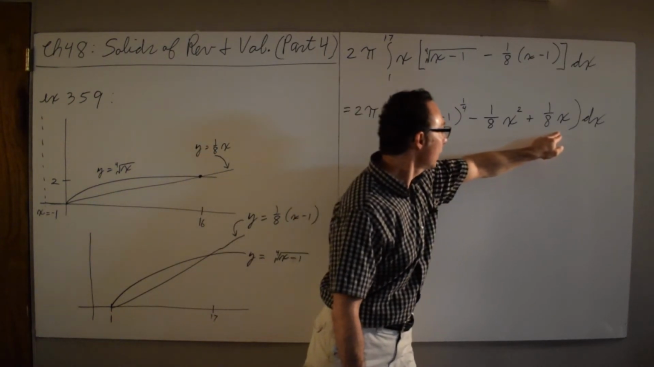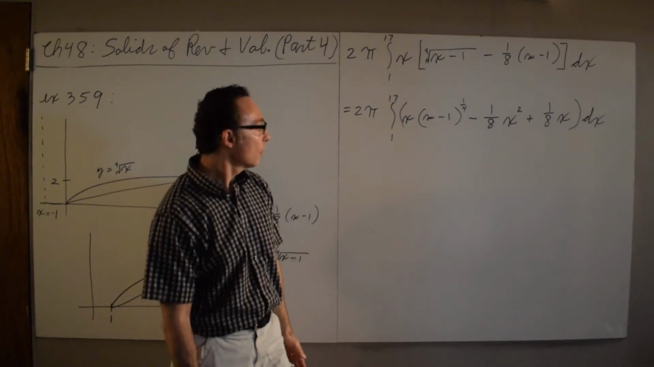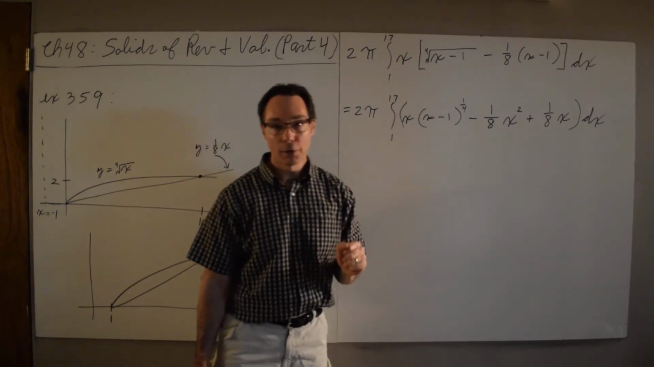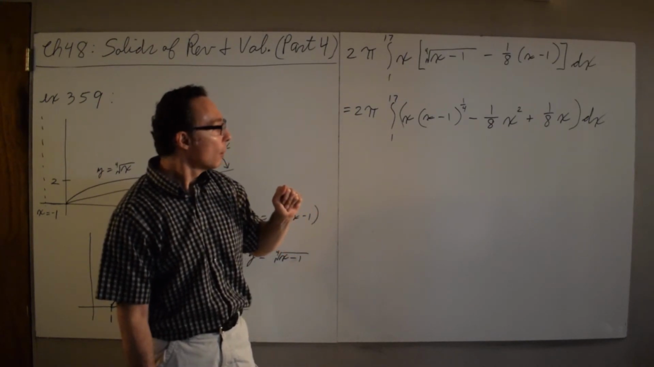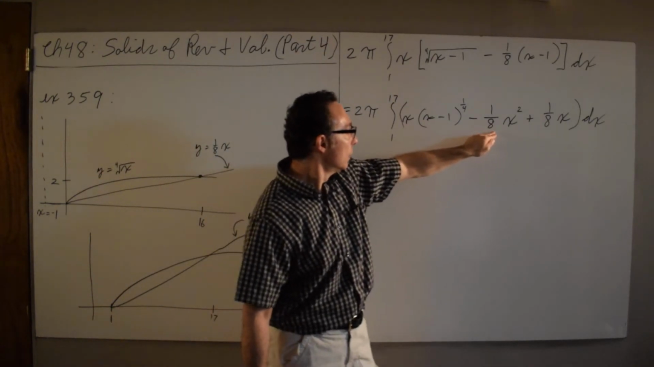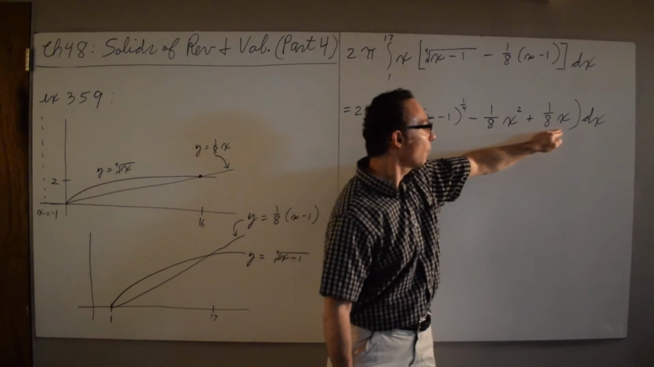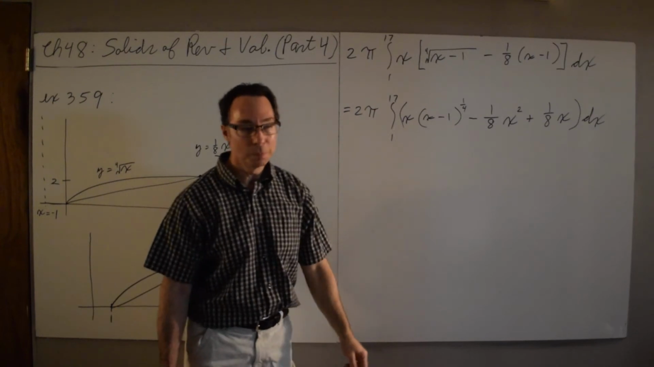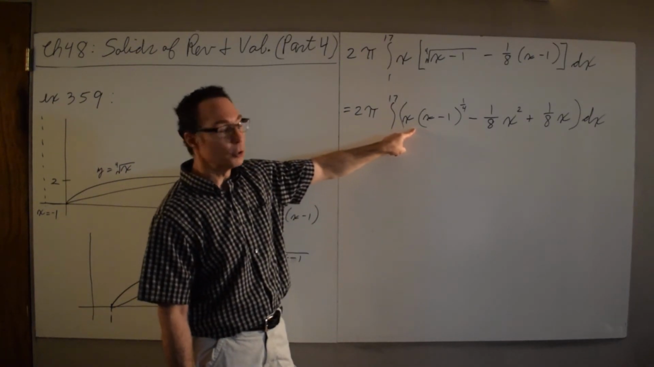Simplify this a little bit, and now we have an integral to calculate. It's not going to be a fun integral, and our numbers aren't going to be very pleasant. What happens is we're integrating -1/8 x squared plus 1/8 x. This part here is just a polynomial. That's not too bad. This part here will involve a substitution.